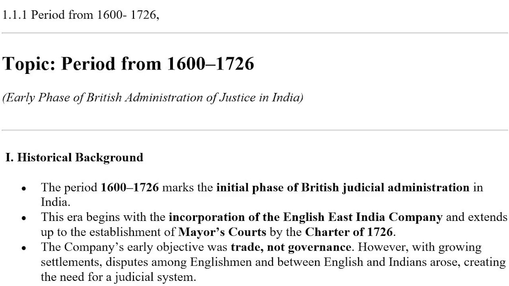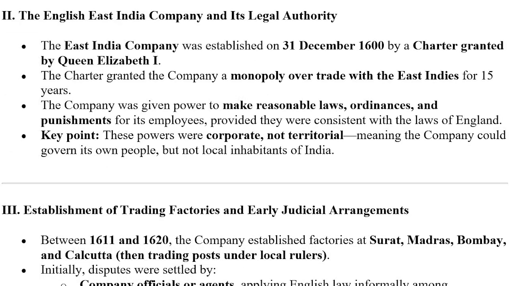The company's early objective was trade, not governance. However, with growing settlements, disputes among Englishmen and between English and Indians arose, creating the need for a judicial system. Second, the English East India Company and its legal authority. The East India Company was established on December 31st, 1600, by a charter granted by Queen Elizabeth I. The charter granted the company a monopoly over trade with the East Indies for 15 years.